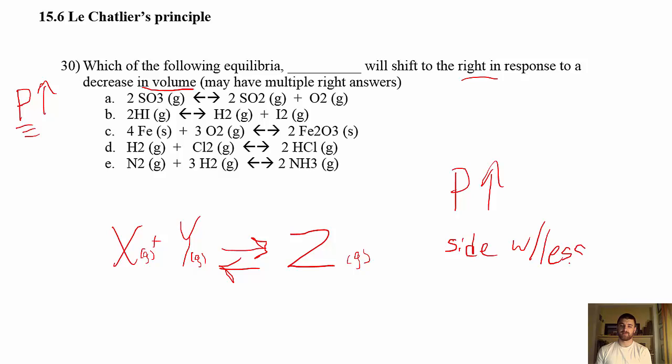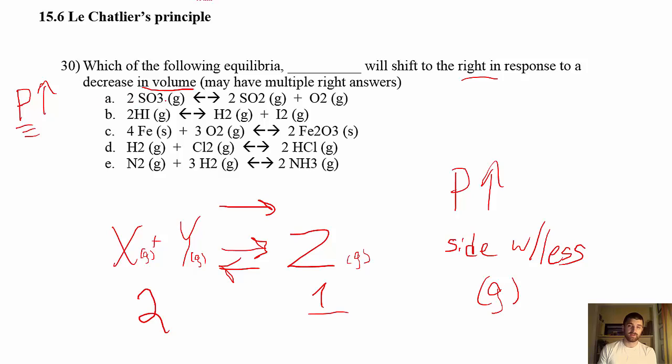So if this was my example, X plus Y gives me Z, and I were to increase the pressure, well, on the reactant side there are 2 moles of gas. On the product side, there's only 1 mole of gas. So if I increase the pressure, it would favor making Z, which kind of makes sense. If I'm increasing the pressure, I want to favor the side that takes up less space. Less gas takes up less space. So we've got to look at these examples and see which ones will shift to the right.